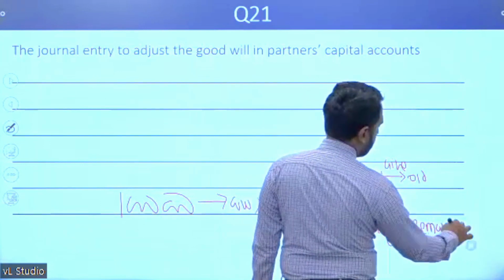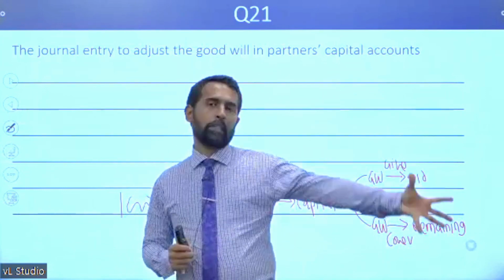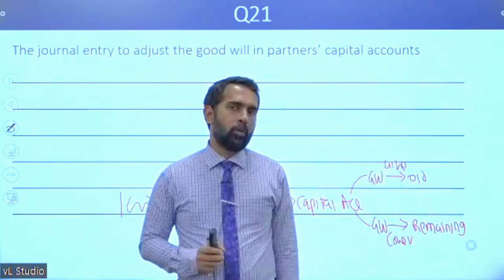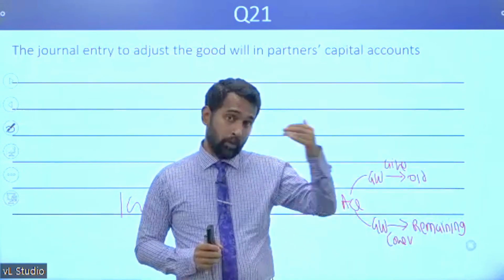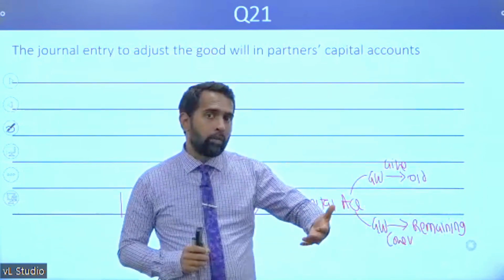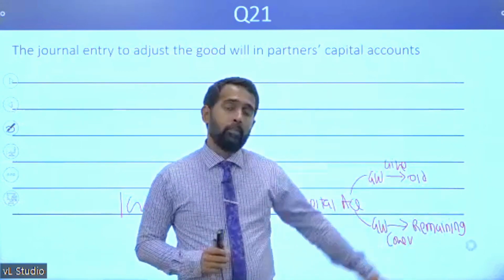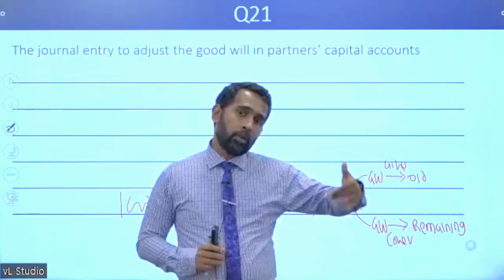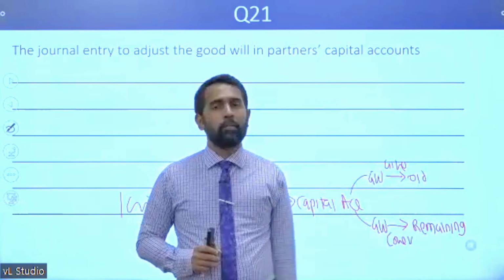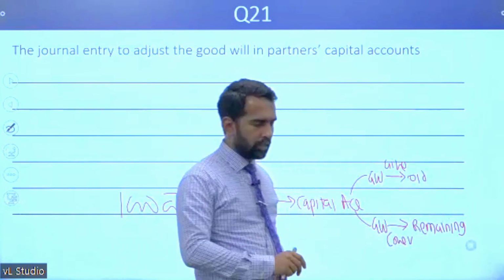So we are going to give the goodwill share to the existing, the old partners, the three partners, through the capital accounts. We are going to credit it. And we are going to recover it from the remaining partners because they are going to enjoy it after the partner retires. The remaining partners are going to enjoy the future benefits. Therefore, they have to compensate the retiring partner. That is how it works.